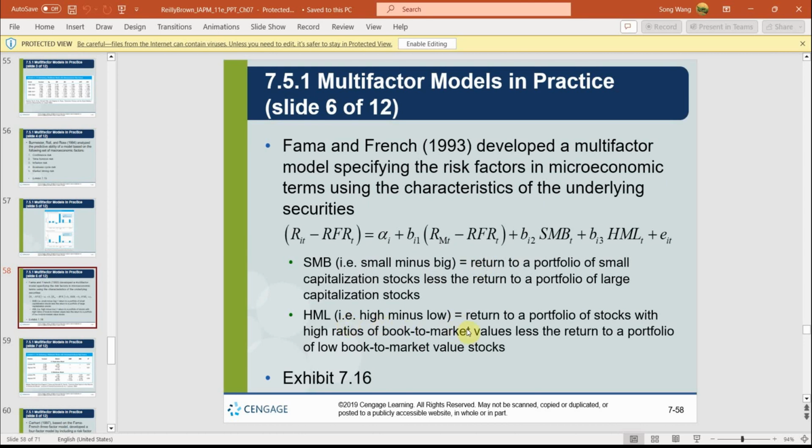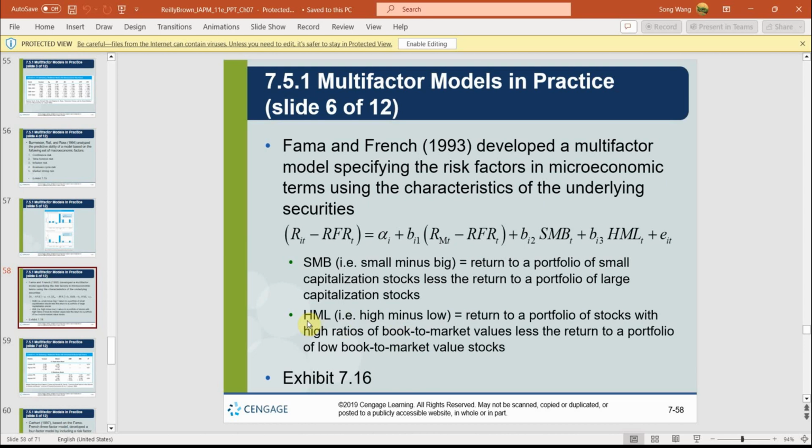market ratio. In the fundamental finance class, you learned that ratio. So the book value comes from the balance sheet, that's the total equity, the common equity for the firm, and the market value is the price times the number of shares. So the market value is the market capitalization in the SMB factor. That is the size in the sense of the market. But there's also another way to measure the size of the firm, which is the book value, and that is about how many assets the firm has.